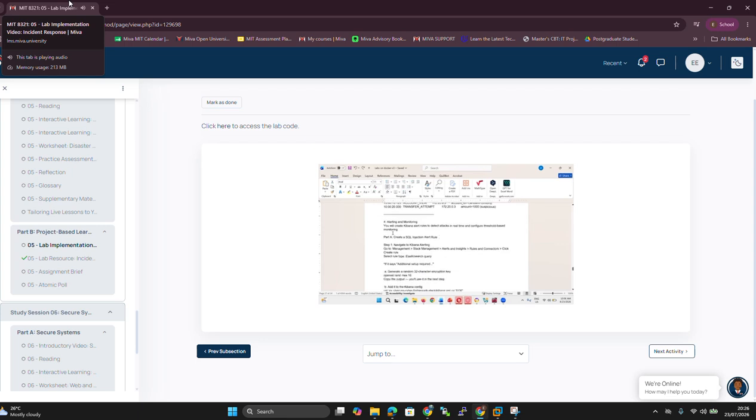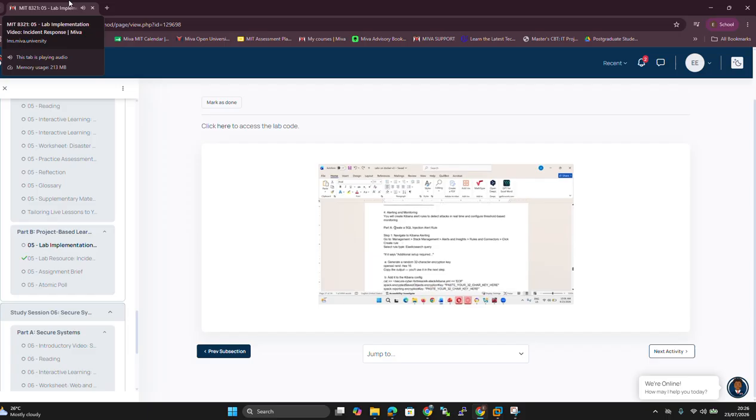And then in 4, we have alert and monitoring. This has to do with the use of Kibana. So at this point, we have to create Kibana alert rules to detect attacks in real time and then configure your threshold-based monitoring. So this again has several parts. In part A is where you create the SQL injection alert rule.